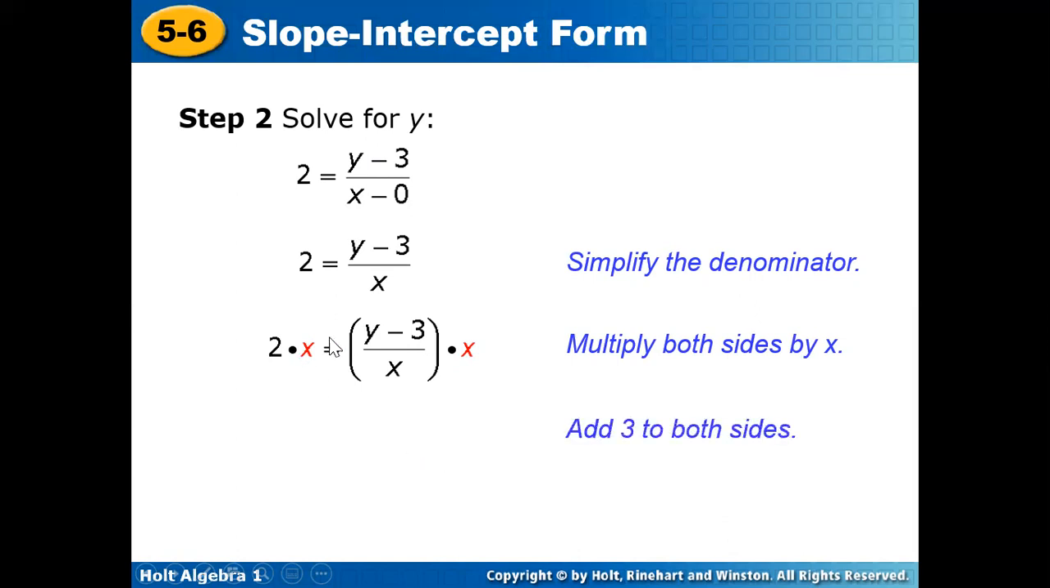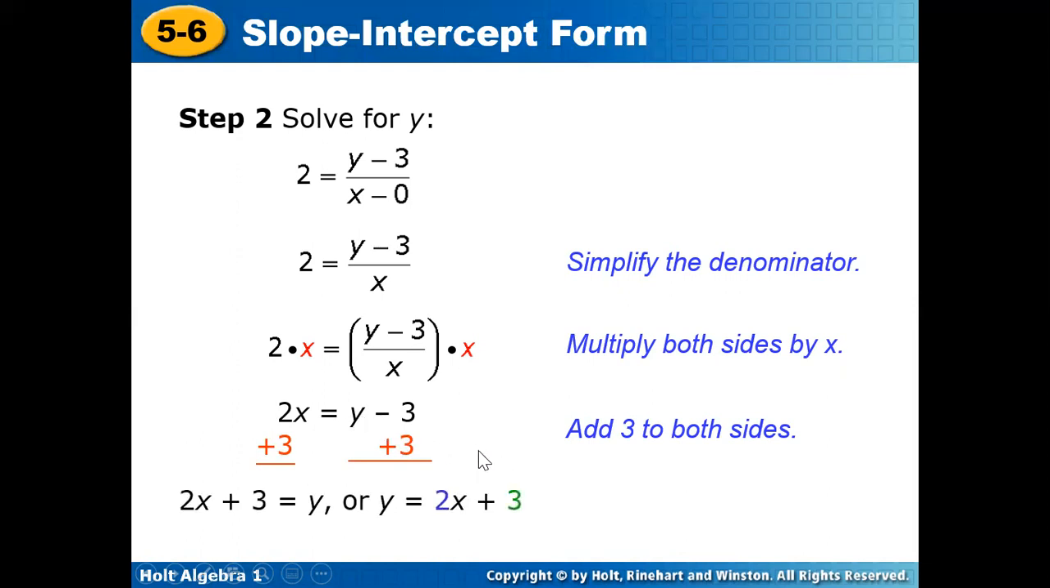So we'll get 2x, right? 2x is equal to y - 3. We've got to add 3 to both sides, right? Because we're trying to get y by itself over here. And we get 2x + 3 is equal to y, or you can also write it this way, whichever way is more comfortable. But we've solved for y.